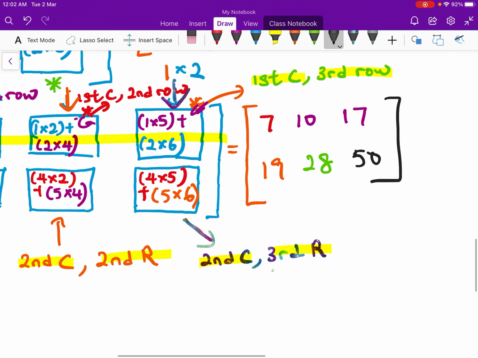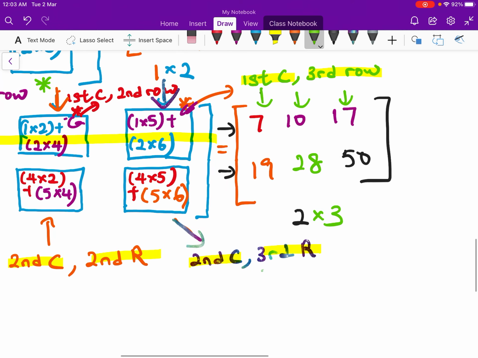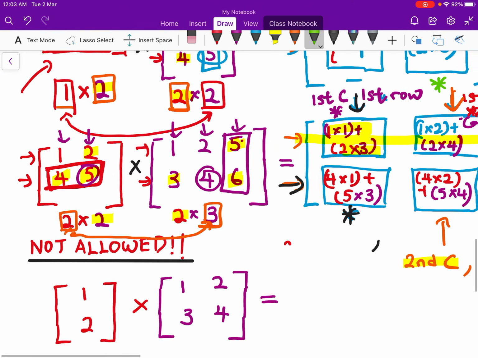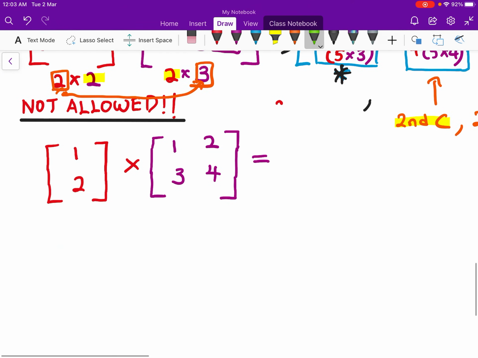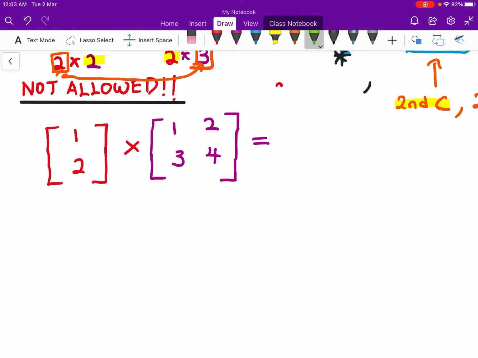So it's quite simple, just need more practice. Now we have 2 columns, 3 rows. 1, 2, 3. Three rows. So this is the multiplication. Now let's move on to the last part of the summary video.